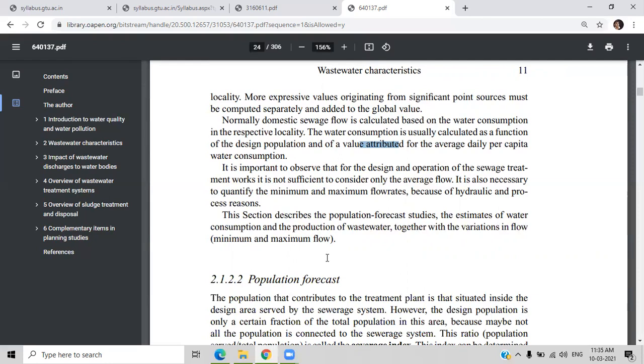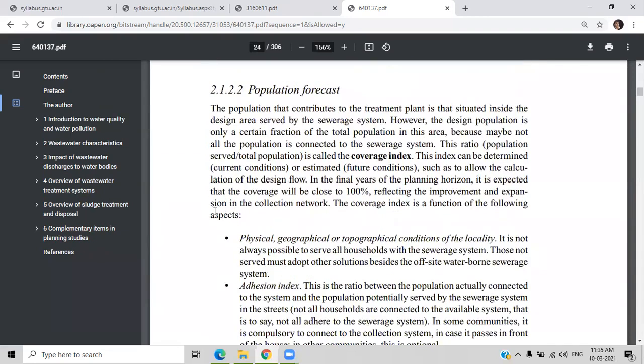It is also necessary to quantify the minimum and the maximum flow rate because of the hydraulic and the process reasons. So in the next topic, the population forecasting, the population that contributes to the treatment plant is that situated inside the design area served by the sewerage system. However, the design population is only a certain fraction of the total population in this area, because maybe not all the population is connected to the sewerage system.